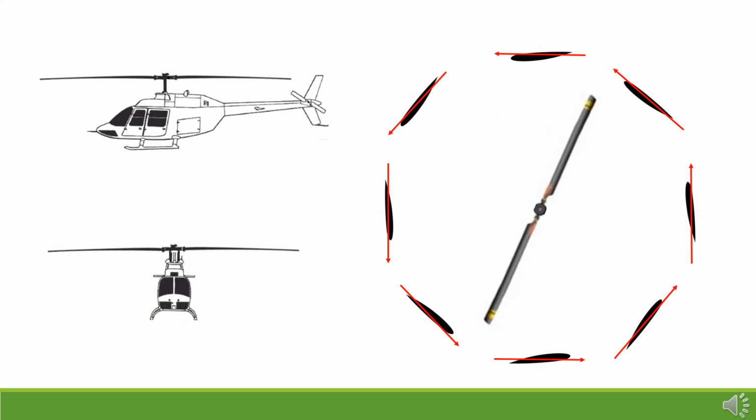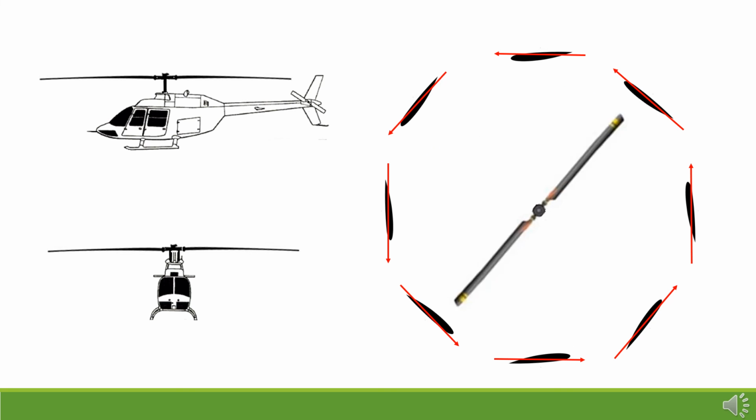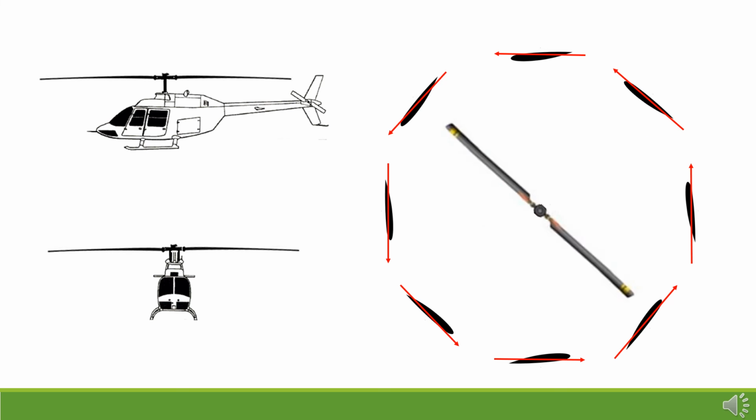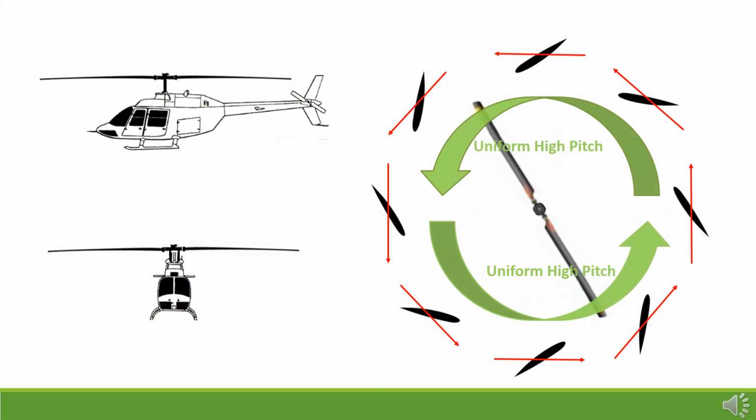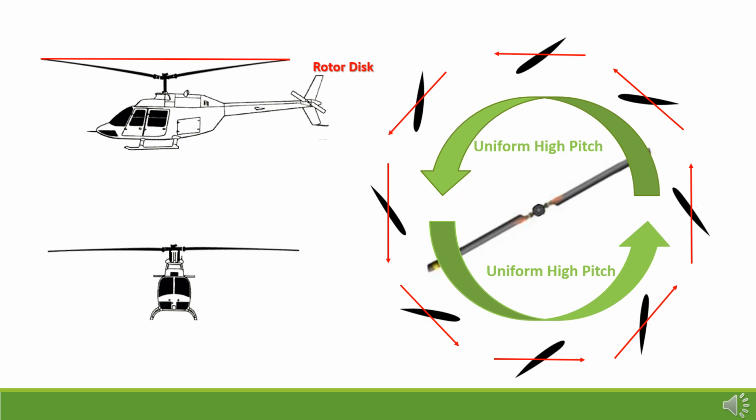The control is called the cyclic because it changes the pitch angle of the individual rotor blades as they rotate around the mast. Remember, for collective motion, the pitch on all of the blades is changed together, and the whole rotor disc moves upward or downward.